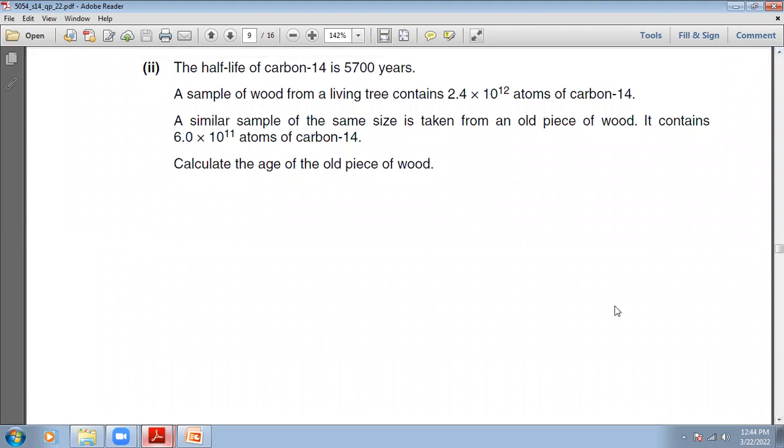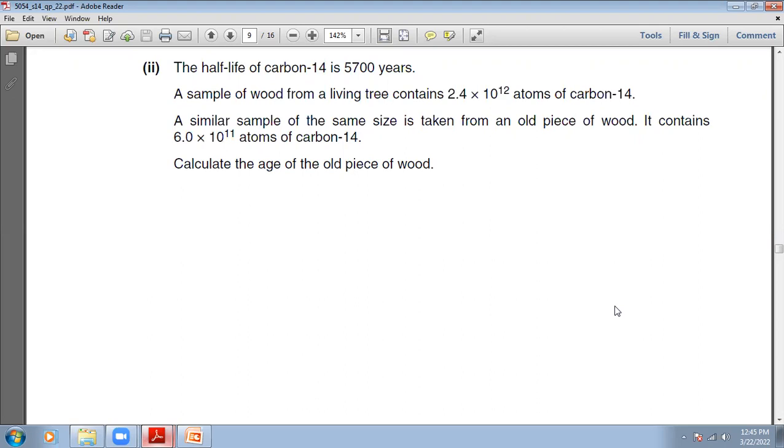The half-life of carbon 14 is 5,700 years. A sample of wood from a living tree contains 2.4 x 10^12 atoms of carbon 14. A similar sample of the same size is taken from an old piece of wood. It contains 6 x 10^11 atoms of carbon 14. So calculate the age of the old piece of wood.